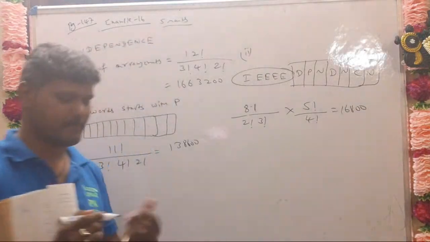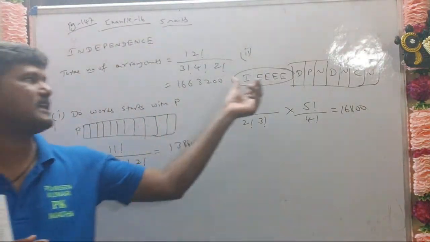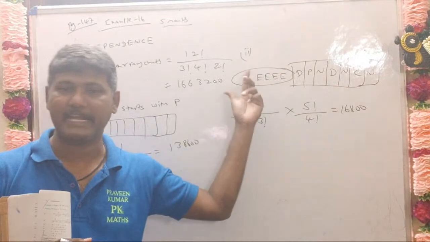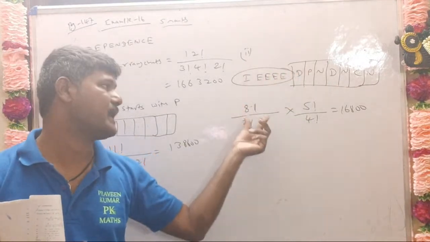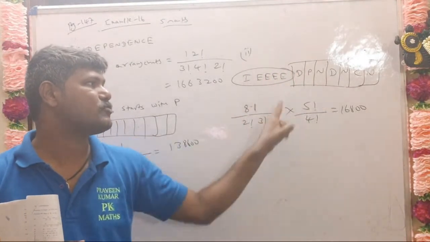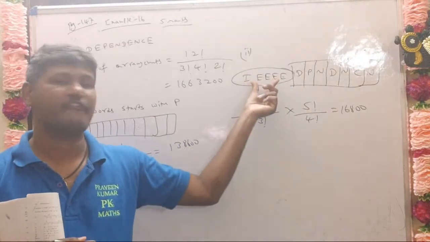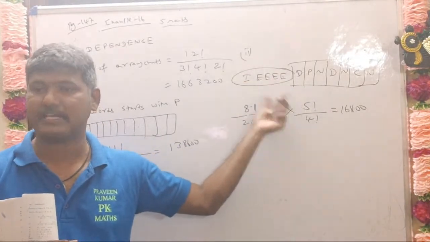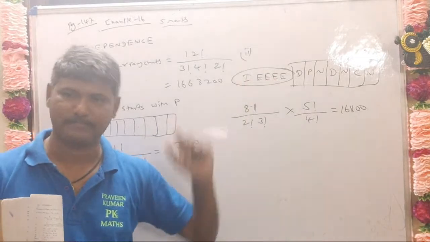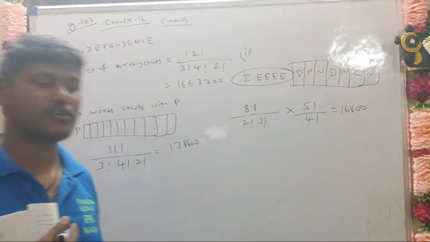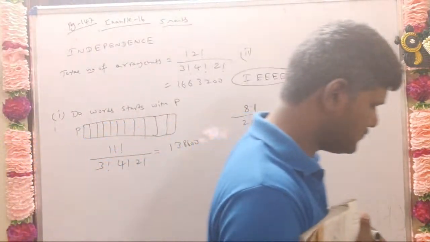I repeat one more time. All vowels together as one letter. These are 7 letters. Total 8 letters we can arrange in 8 factorial ways. By. In this D repeated 2 times, N repeated 3 times. Into 5 vowels we can arrange in 5 factorial ways. In that E repeated how many times? 4 times, 4 factorial. That is the second question. Third one.